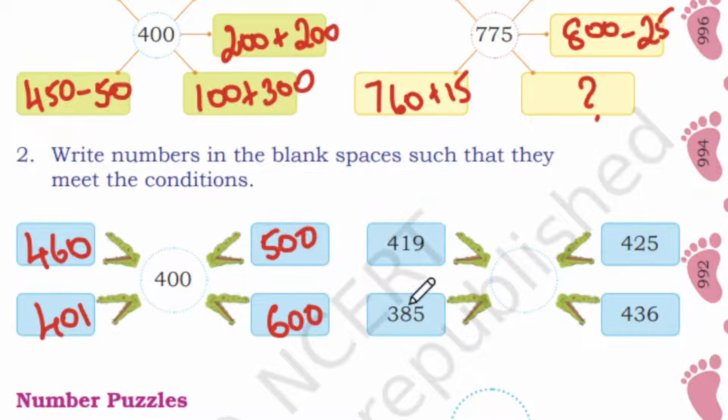Okay, and this one, the numbers are already given. So we have 419, 385, 426, 436. So these numbers all are greater. So we need to find a smallest number. So you can write the number 300. So when you compare 300 and 419, 419 is greater. So when you compare 385 to 300, 385 is greater. Again, 425 is greater when you compare to 300. Next, 436 is also a greater one.